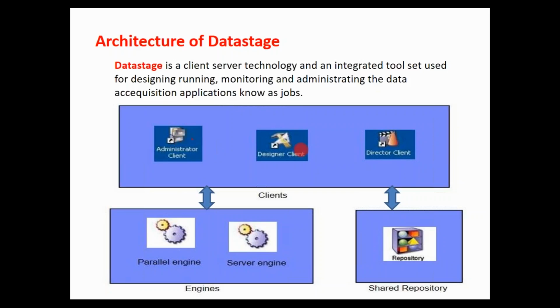Here we have three different types of clients. The first client is the administrator client. By using the administrator client, we can create the projects, we can set up the project level properties, and we can create the environment variables. The main usage of the administrator client is that we can set up the project level properties. If we change any property in the administrator client, it will impact the entire project. After creating the project in the administrator client, we will log in to that project using the designer client.